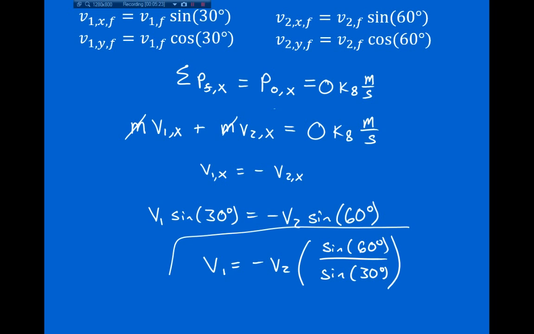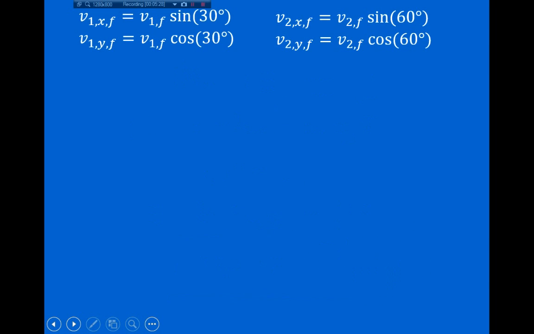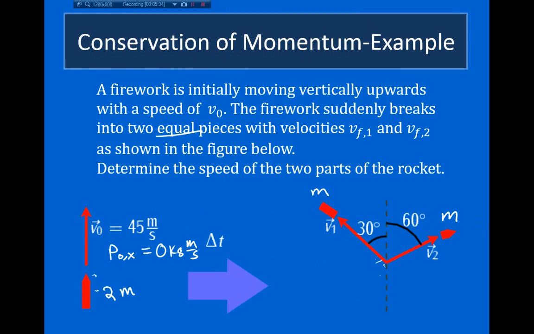So this is the first equation that we get. Now let's look at conservation of momentum in the y direction. Going back to this picture, the rocket is initially traveling vertically upwards with a speed of 45 meters per second, and the initial mass of the rocket is twice the mass of either one of these two pieces.